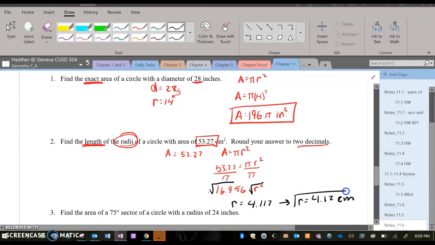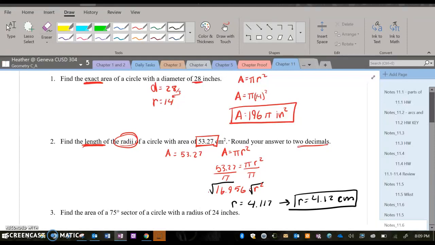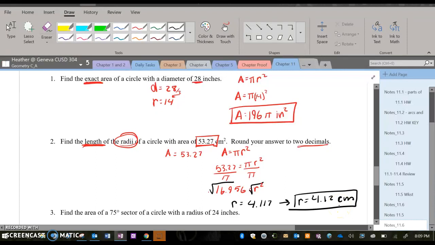centimeters. And so when we're going from area to length, area is always squared. Your lengths are just normal, okay? So just always put the unit. You don't need the squared.